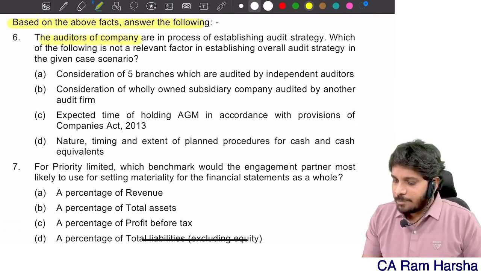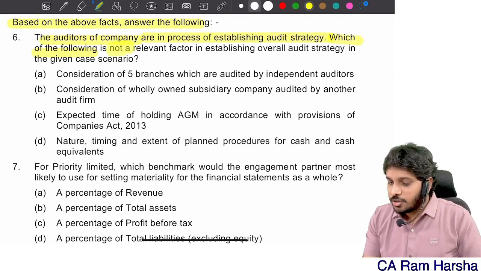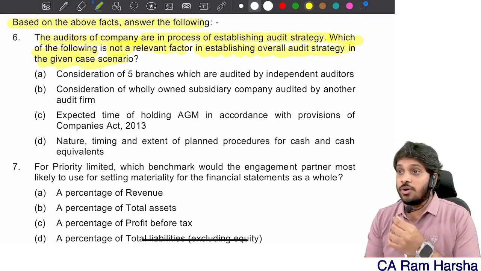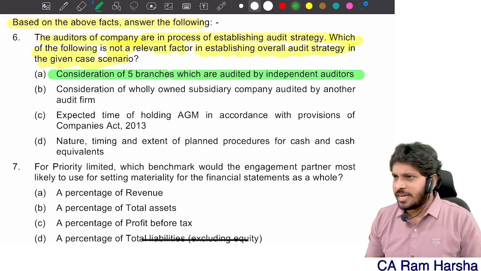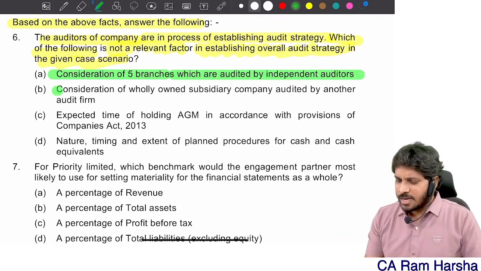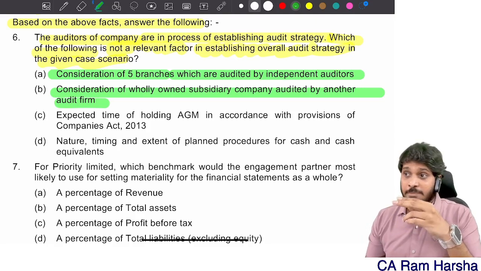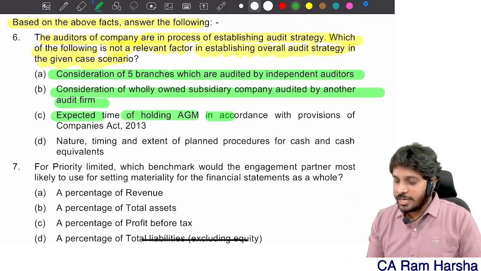The auditors of a company are in the process of establishing strategy, right? Which of the following is not a relevant factor in establishing overall audit strategy in the case scenario? Which of the following factors is not? Consideration of 5 branches by independent auditor? Yes. Consideration of wholly owned subsidiary company? Yes. For developing strategy on audit of consolidated financials, we consider it. Expected time of holding AGM in accordance?